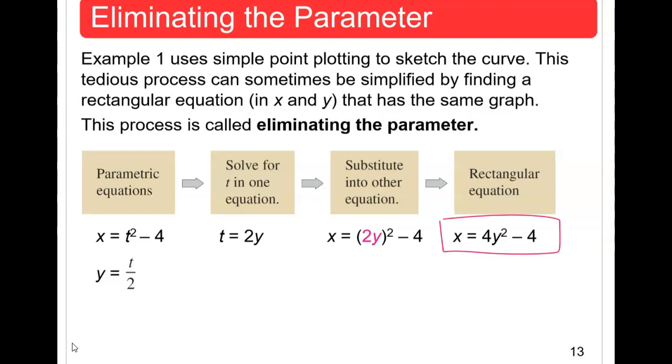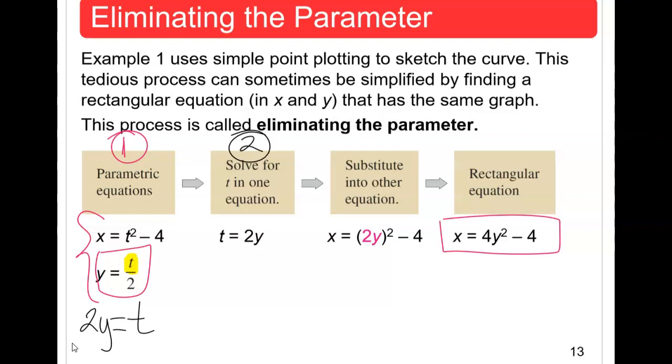So what we do is we follow the steps. For the first step, you take your two parametric equations, just like we did with example 1. Then on the second equation, because it will be easier, we solve for t. If you notice here, the 2 is dividing t. So what we do is move it across, and it will be 2y is equal to t. That would be step number 2. And of course, we could switch the order. It's still t equals 2y.